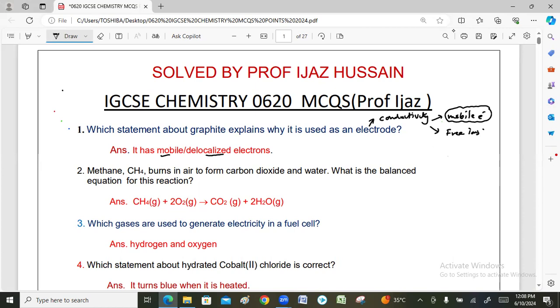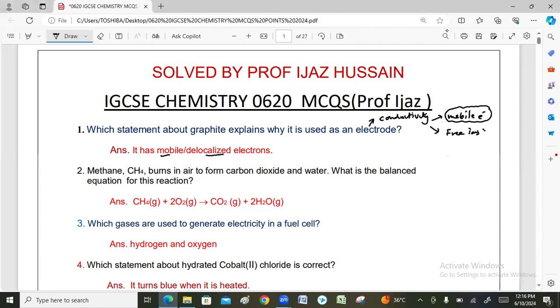If we replace graphite with a giant ionic structure, for example sodium chloride, is it a good conductor of electricity? So mobile electrons or delocalized electrons are responsible for the conductivity of graphite.